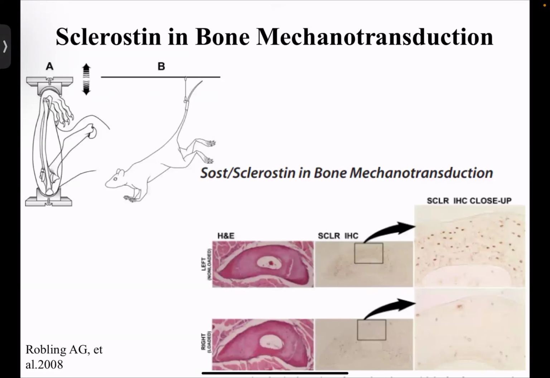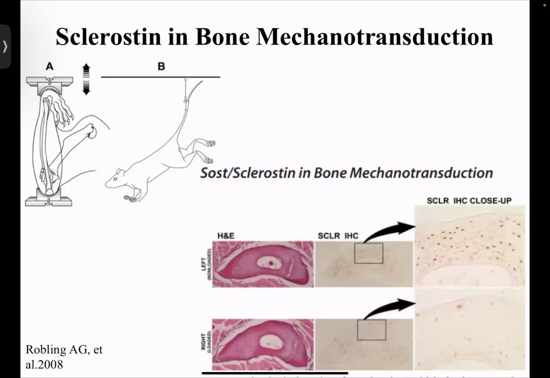So this is a rat model. They tried to look at sclerostin as a bone mechanotransduction marker. On the left-hand side, you can see a picture where they have taken the ulna of a rat and given mechanical pressure. So they put the load on the isolated ulna. On the right side, picture B, they made the rat hang from the tail so that the hind limb is offloaded. The rat can move around with its hands, but there is offloading of the spine and the legs.